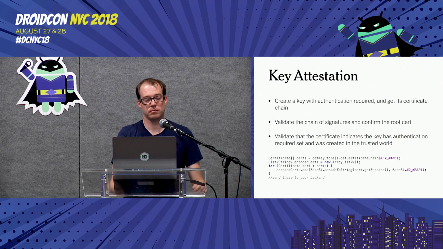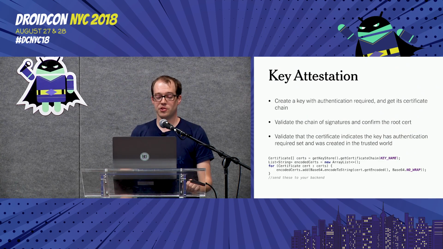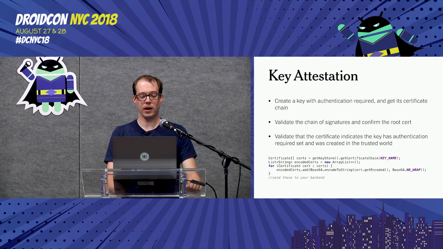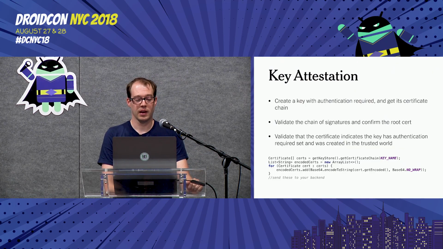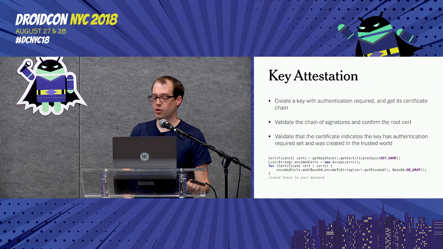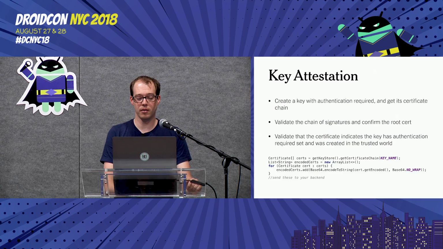So how do we do this? We'll create a key with authentication required, just like we did before in that code block we set up to do a fingerprint auth. And we'll go ahead and validate the chain of signatures, and we'll confirm that the root cert is the trusted Google root. We're also going to look into the certificate and make sure that the key has that flag set for authentication required and that it was created in the trusted world. These are values we can check for in the certificate. So on our device, we'll get the certificate chain from the key store, encode these to base 64, and send these to our backend.